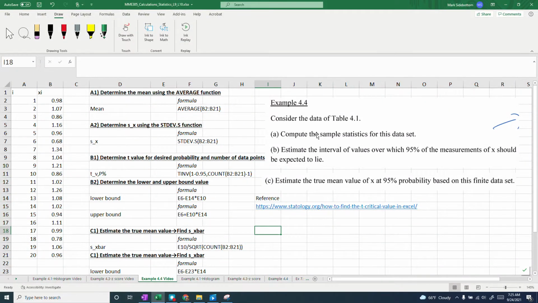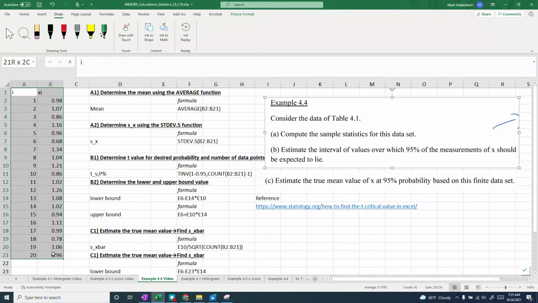So in this example, we're given a data set that's shown on the left-hand side of the screen here. We're asked to determine what the sample statistics are for the data set. By sample statistics, I mean the standard deviation and the mean. And then we're also asked to determine the interval values over which 95% of the measurements should be expected to lie. Then, what is the expected range that the true mean value should lie in, based off of this probability, based off of this data set.